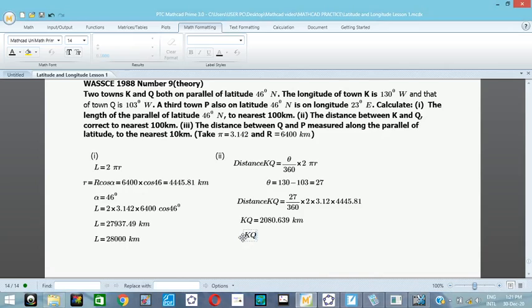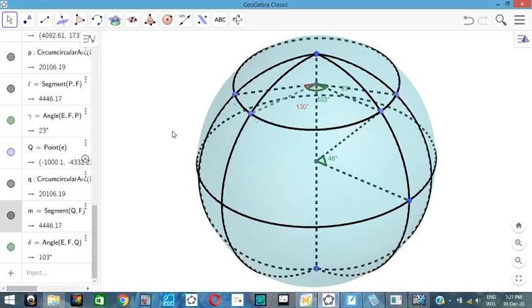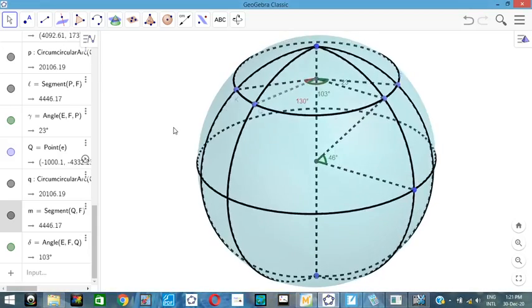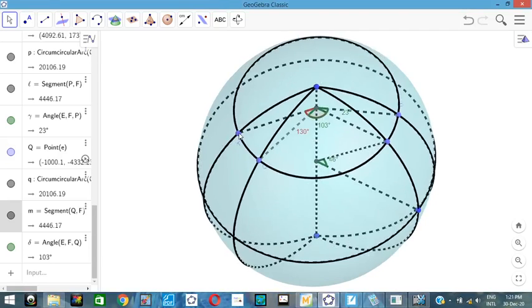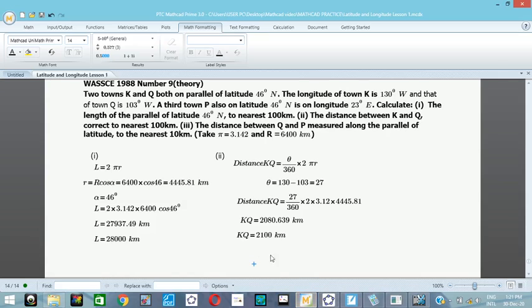So KQ is going to be equal to 2,100, not 21,000 kilometers to the nearest 100. So that is the calculation of number 2. That is distance KQ. If I come to our sketch, let me put it so that you can see it here. I'm talking of this distance from K to Q, which is 2,100 in approximated value, from 2,080.